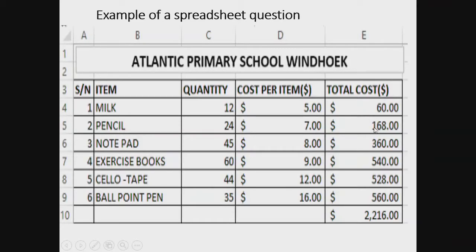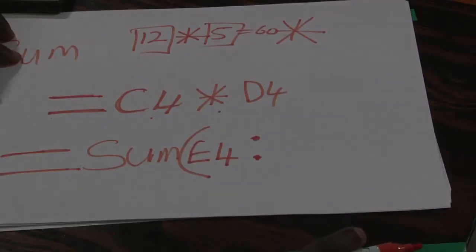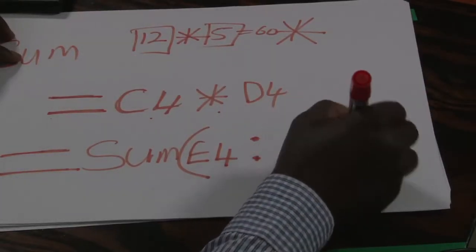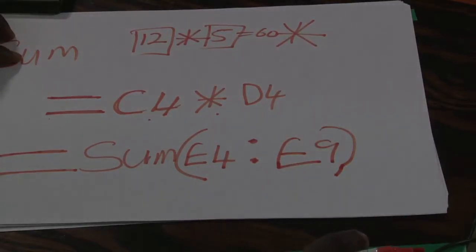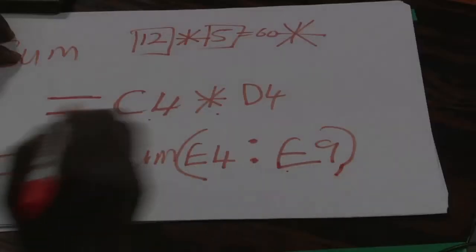Now let's go back to our table. We added 60 plus 168 plus 360 plus 540, 528, all these were added together. When you use the sum function, you focus on the range. The first value here is 60. That 60 is in cell E4. So I'm going to say E4 to, then you pick the last one, which is E9. Please be very careful here. If you are not careful, you are going to say E1. No, this is the serial number. The row numbers are what we consider, not the serial number of my table. So it is E4 to E9, not E6. The 6 here is just the serial number of my table. So E4 to E9, that is the formula.